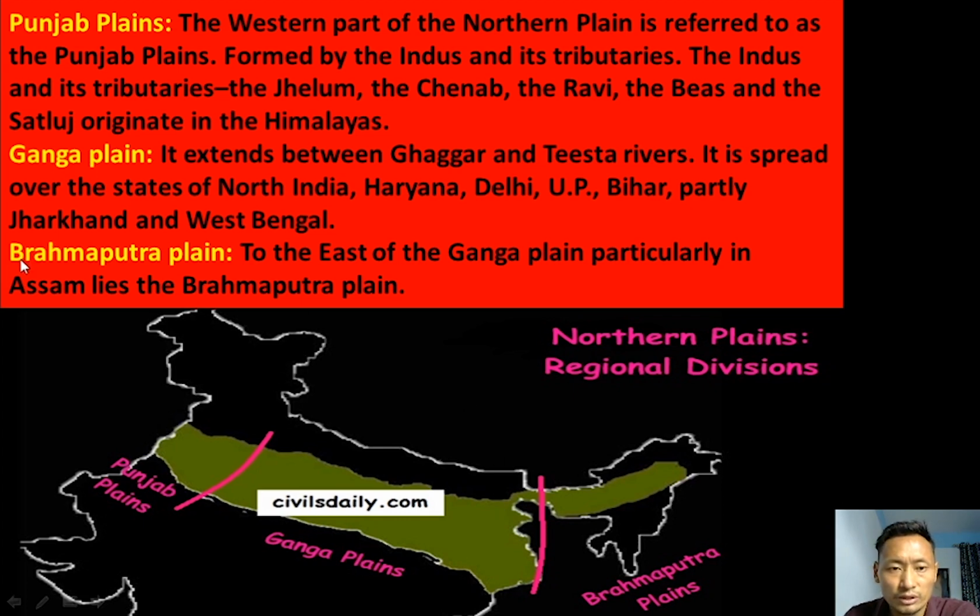The third division of the northern plain based on river valleys is called the Brahmaputra plain. To the east of the Ganga plain, particularly in Assam, it is called the Brahmaputra plain.